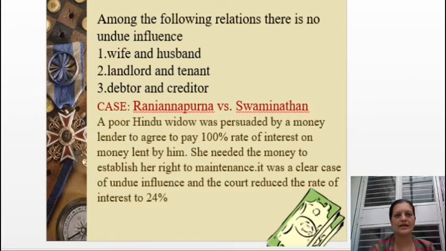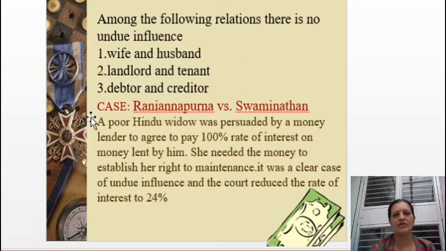Among the following relations, there is a presumption that there is no undue influence. Number one, wife and husband, landlord and tenant. Number three, debtor and creditor. So let us discuss case law.